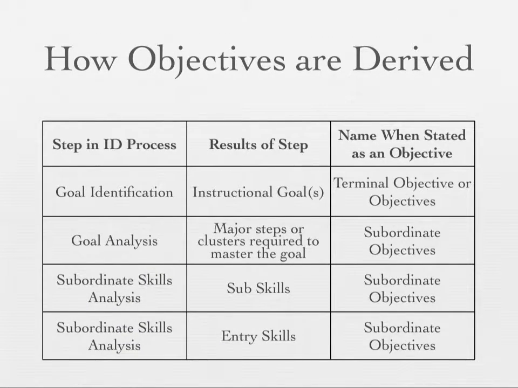So this table is adapted from Dick and Carey and basically describes how objectives are derived by specifically mapping it to the various steps that we've covered in the ID process. And you can go through this. It's also included in your textbook.